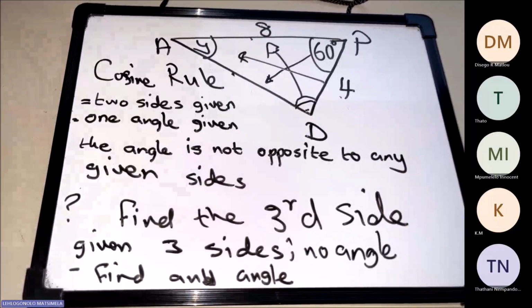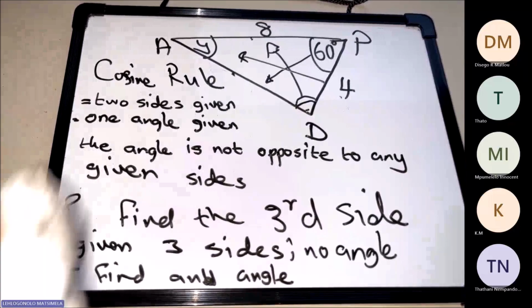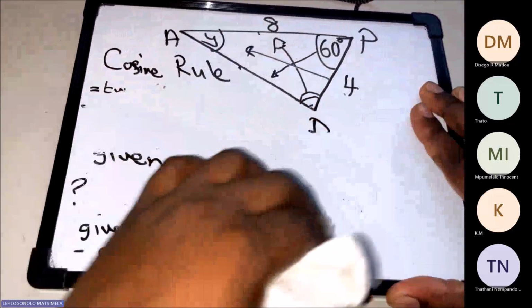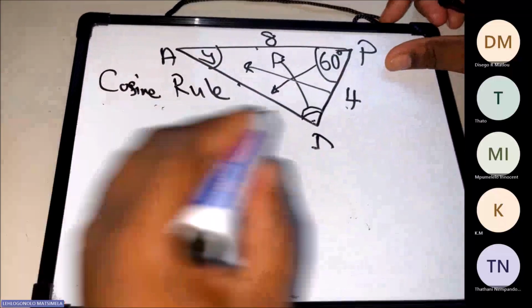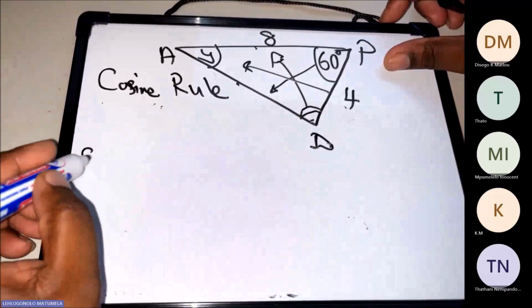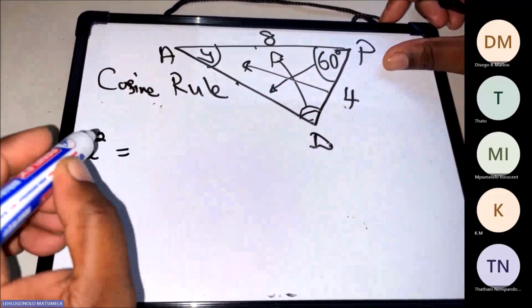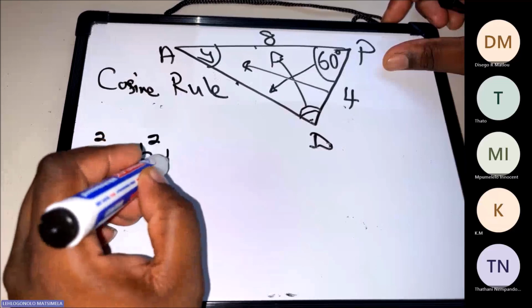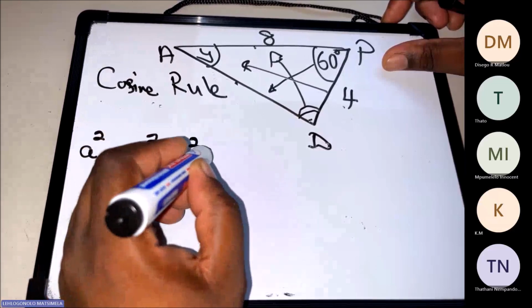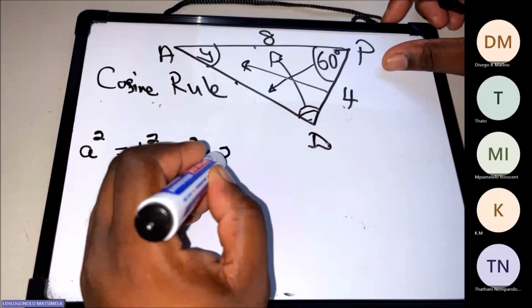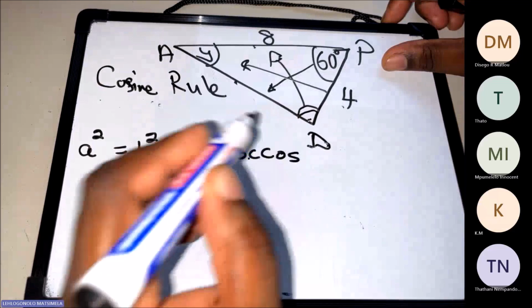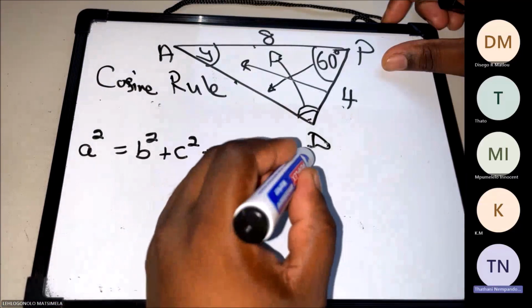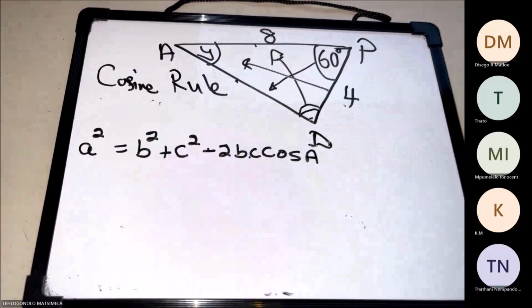Okay, let's create this formula from the triangle that we're talking about. The original formula says that side A to the power of 2 is equal to side B to the power of 2 plus side C to the power of 2 minus 2 multiplied by B, side C, and also multiplied by cos angle A. You will find this formula in your formula sheet.